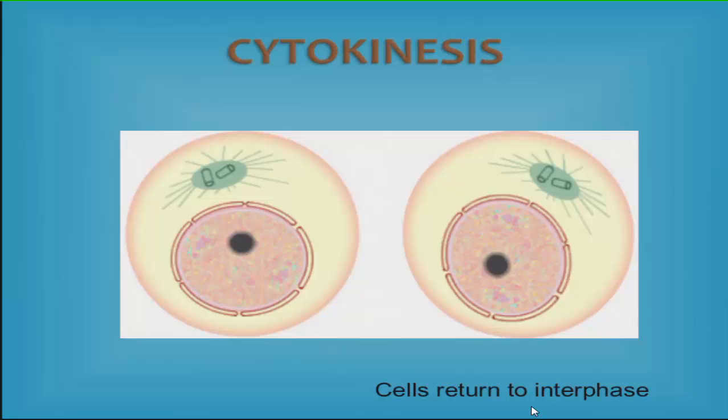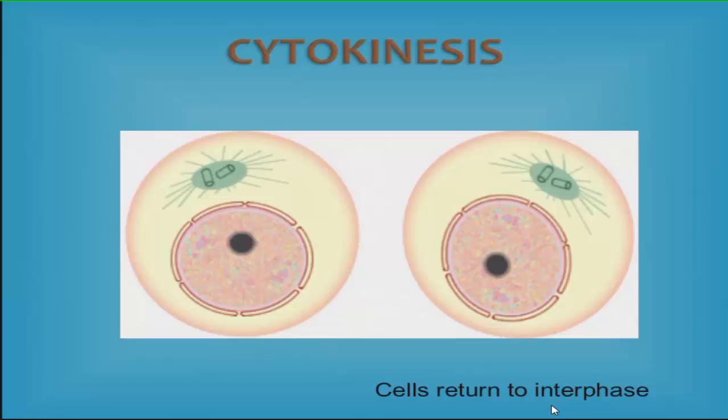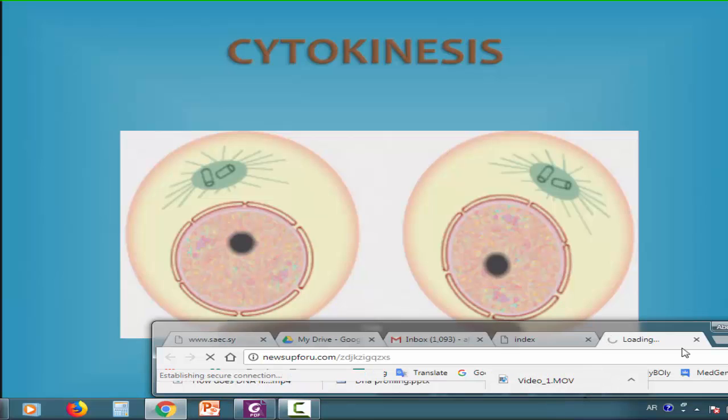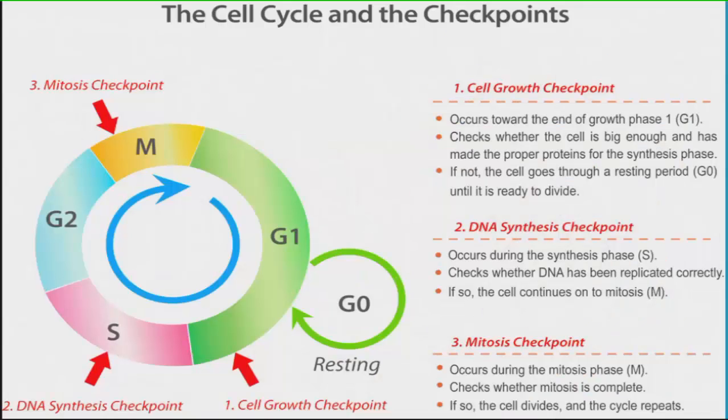And at the end, cytokinesis occurs at the end of mitosis, where the division of cytoplasm occurs to form two new daughter cells, which are genetically identical. And this is the summary of the cell cycle.